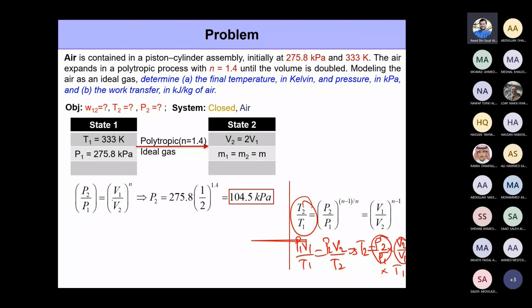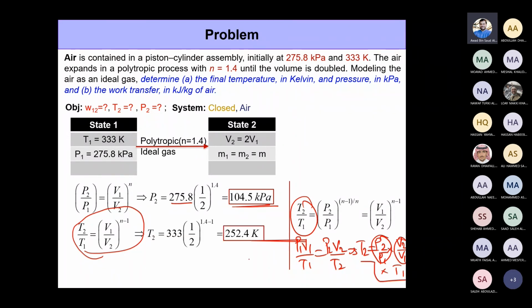So first we get P2 by P1 by making use of the polytropic process, and this is what we just discussed. It comes out to be 104.5 kilopascal, just putting pressure times the ratio. And then we can make use of this equation here to make it quick. Or if you don't recall this equation, of course, you can use this formula right here. You'll end up with the exact same answers, 252.4.